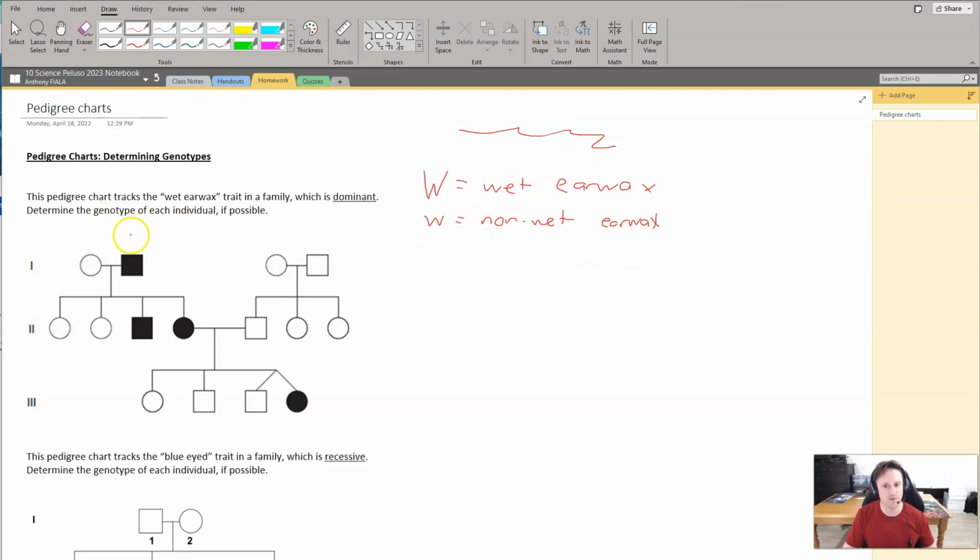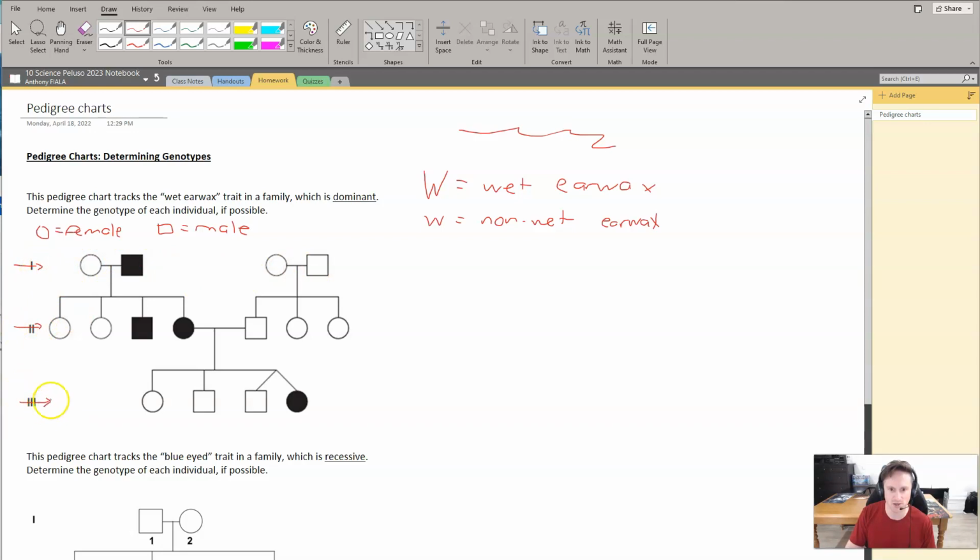And we're determining the genotype of each individual as possible. So essentially, remember, the circles are female and the squares are male. Not that that matters too much for what we're doing here, but it's good to just kind of be aware of that. And we've got the generations. So the top line here is the first generation, then the second generation, and the third generation. So what we're trying to do is determine the genotypes of each individual. So the wet earwax is a dominant trait.